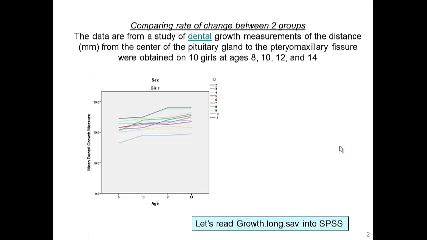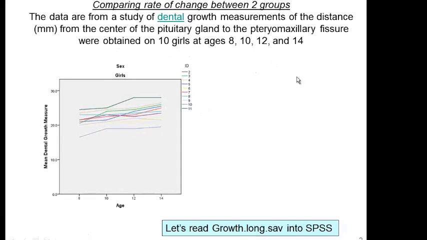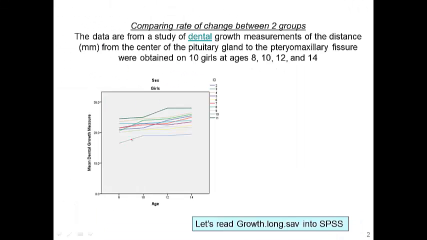Today's example is dental growth data among 10 girls, measured at ages 8, 10, 12, and 14. Each line indicates a single measurement from a girl. So this is a measurement from one girl, and this is a measurement from another girl. There are 10 girls altogether. Now we use an SPSS data set called growth.long.sav. This is the longitudinal data format.